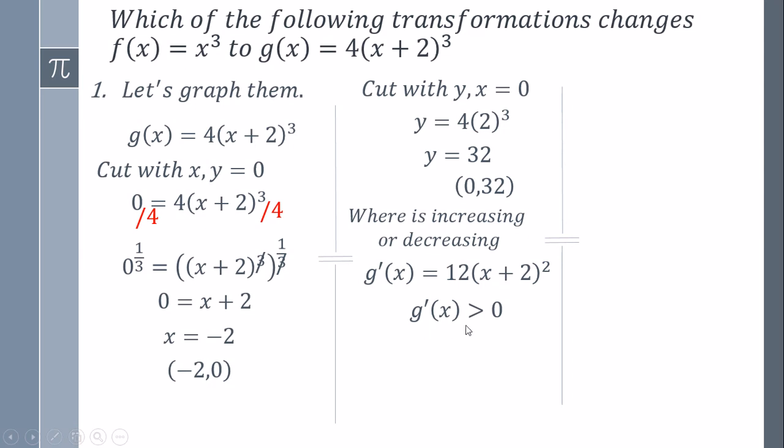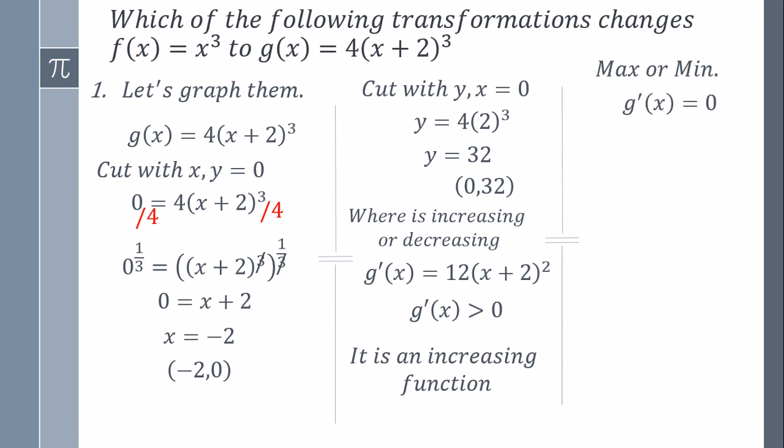So the first derivative of this one, if you see this is squared, so it means that every x you put here is going to be positive. So this means that for all the domain, the g is going to be an increasing function. So we're going to figure out about the maximum or minimum.